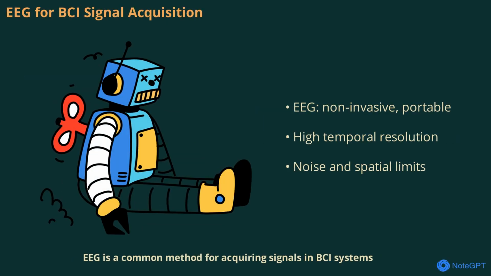EEG is a common method for acquiring signals in BCI systems. It records electrical activity from the scalp, is non-invasive, portable, and relatively low in cost. EEG offers high temporal resolution, making it suitable for real-time applications. However, its spatial resolution is poor, and it's susceptible to noise from muscle activity or environmental sources. Despite these limitations, EEG remains a popular choice for many BCI applications.